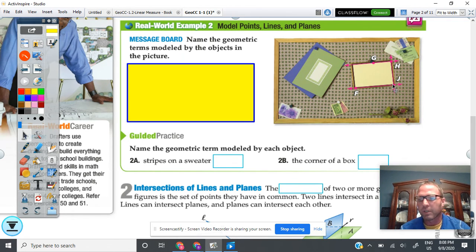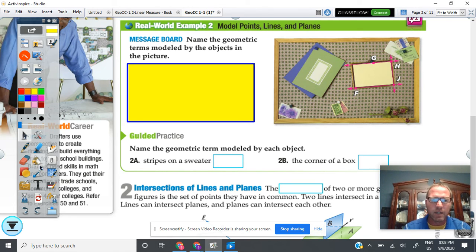Lastly, remember we have points, lines, and planes. So we can use any 3 non-collinear points. Since none of these are collinear, you can say plane GHF, FJH, any version of these. We only use 3, we don't use 4. Some books, I've seen it before where they use 4, we don't use 4, we only use 3.